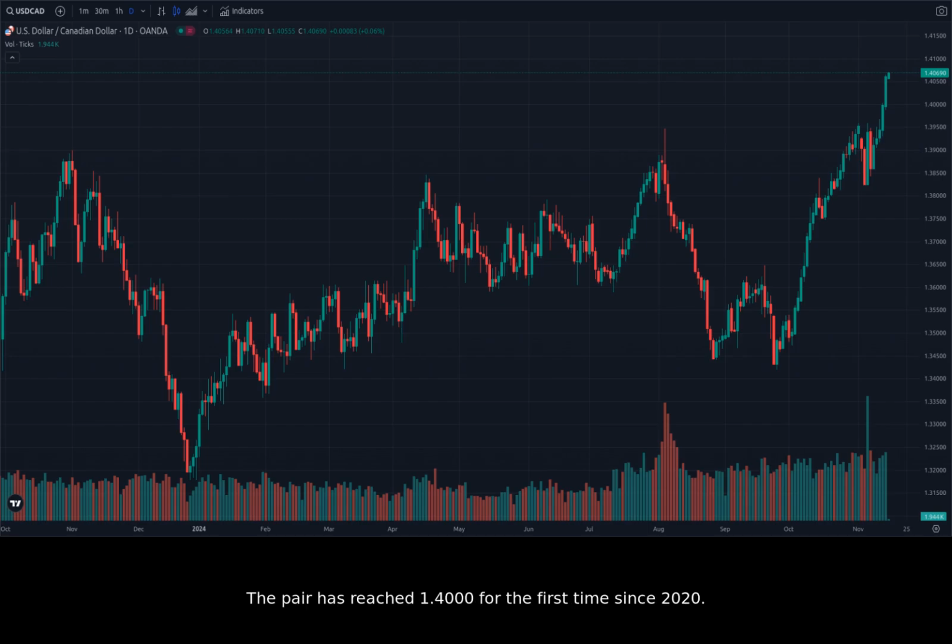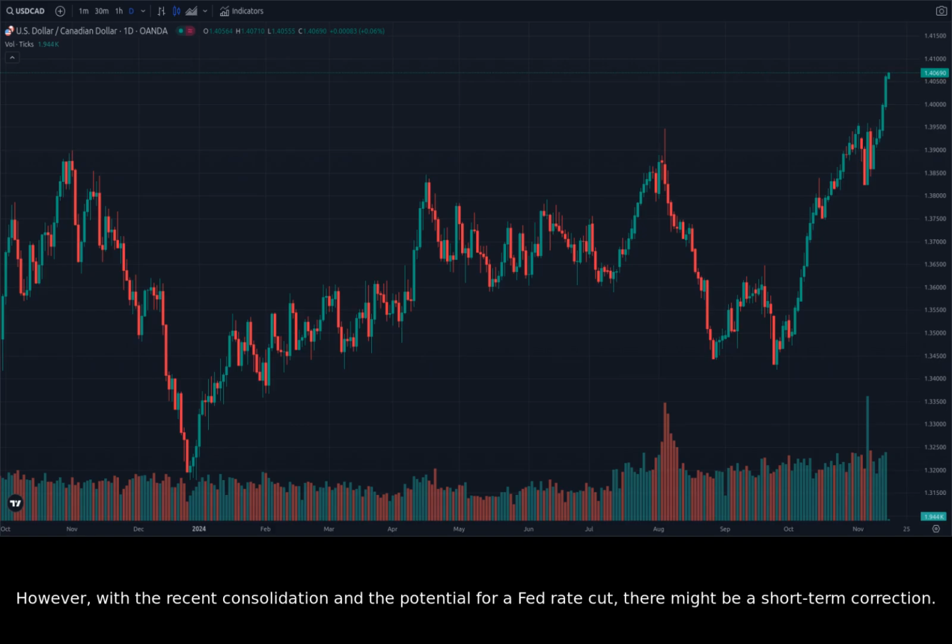The pair has reached 1.4000 for the first time since 2020. This suggests a strong bullish sentiment in the market. However, with the recent consolidation and the potential for a Fed rate cut, there might be a short-term correction. The current price level is around 1.4050, and traders will be looking for a breakout from this range.